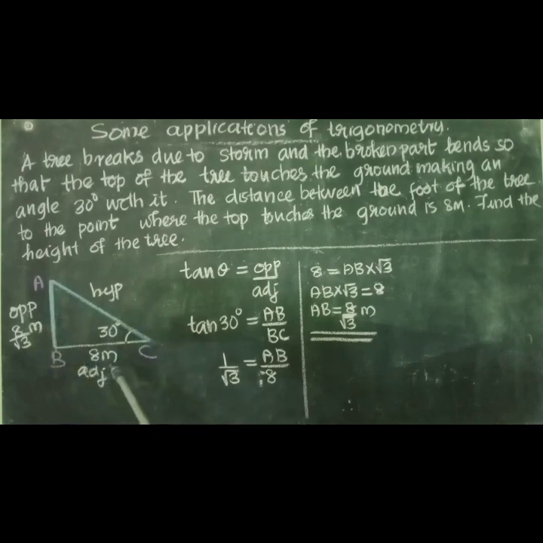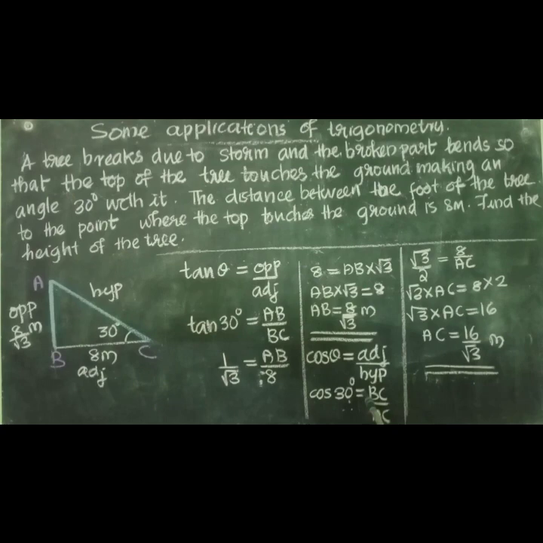Any ratio we can consider. So now we can consider the hypotenuse and adjacent side. Which is the ratio between hypotenuse and adjacent side? So let us take cos theta. Cos theta equal to adjacent side by hypotenuse. Here theta is 30 degree, adjacent side is 8 meter. Cos 30 degree equal to BC by AC.